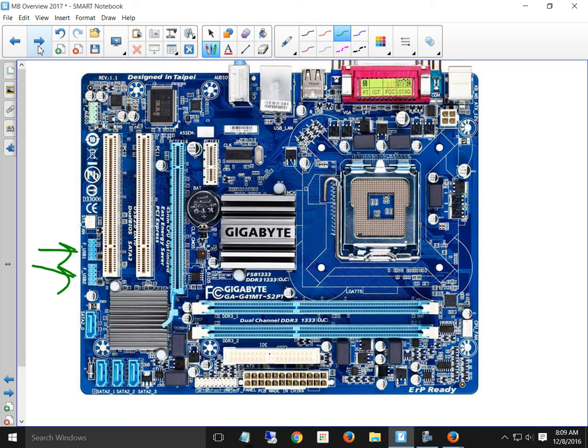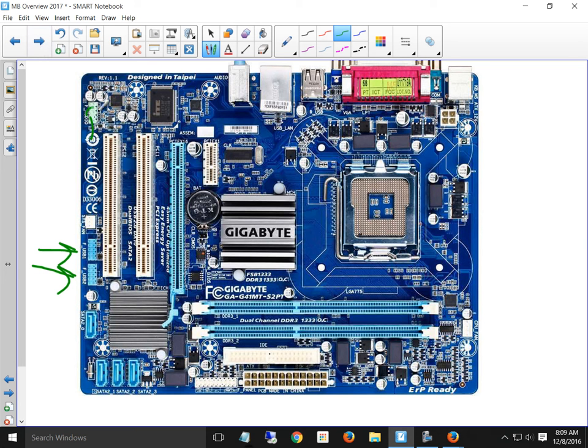Just from looking at it, how many PCI X1 slots does it have, Brandon? Two. Find them. It's the far two. These two? Yeah. No, that's PCI X1.